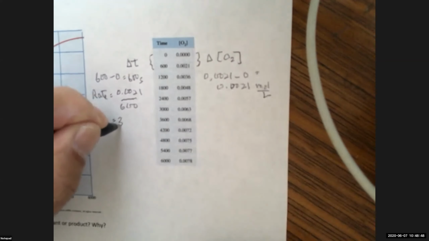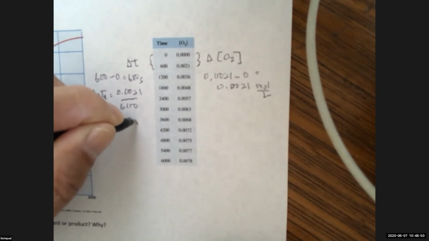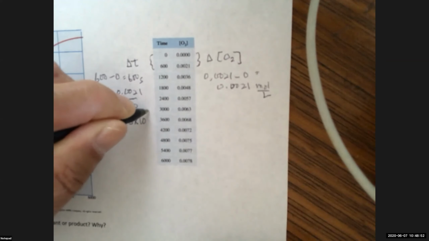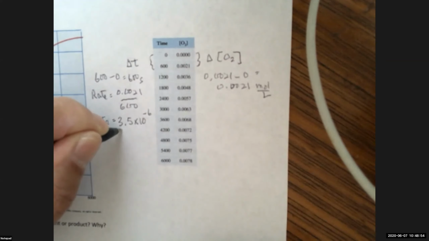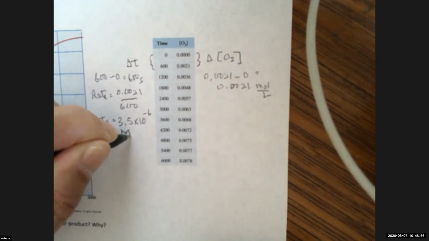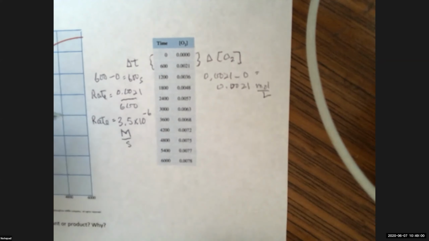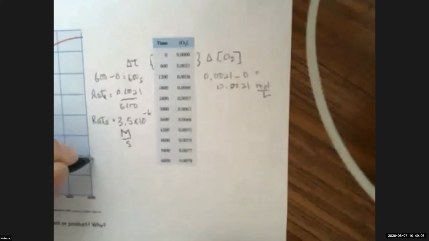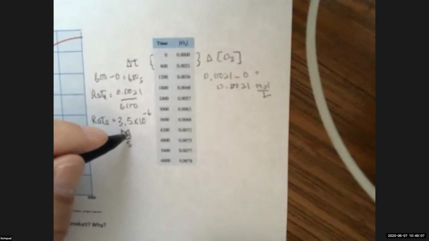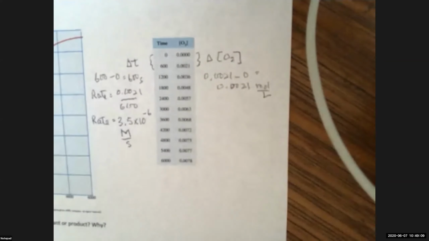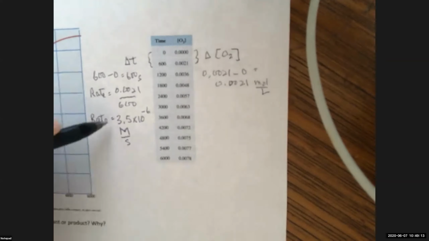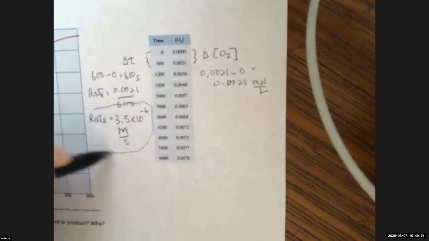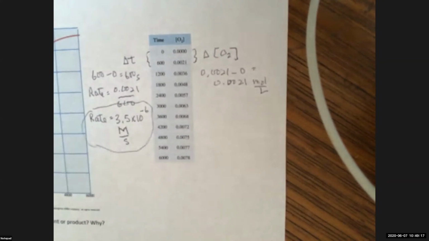So we get 3.5 times 10 to the negative 6. And the units are, I'm just going to change moles per liter to molarity per second. Another way they write that sometimes is molarity seconds to the negative 1. Okay, so here's our rate right here. Here's our answer over here. So that's for part 1.